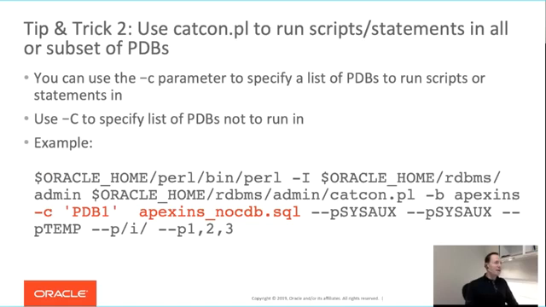So I mentioned using catconpl. One of the things you can do is specify this -c parameter to specify a list of PDBs to run the scripts in. That'll say, don't run this everywhere, just run it in the named PDBs that I specify. You can also use a capital -C to specify a list of run it everywhere except these PDBs that I mentioned. The example here is we are running the Apex install script against just one PDB, PDB1, and we might need to do this if we've unplugged a pluggable database and plugged it into a CDB and the versions don't match exactly. We may need to run this Apex installer against just this one PDB.